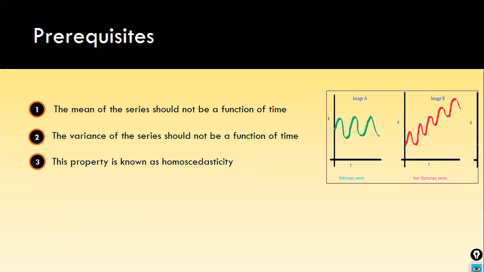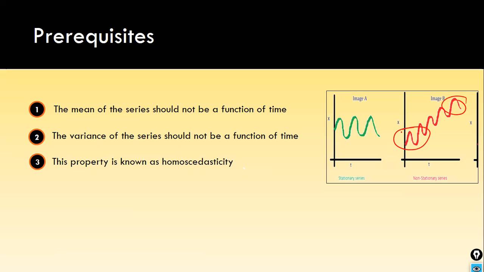Okay, what are the prerequisites to create an ARIMA model? The mean of the series should not be a function of time. The variance of the series should not be a function of time. This property is known as homoscedasticity. If you see here, the mean and variance are constant, right? Whereas here, if you see non-stationary, if you take this data set, if you take the mean, this mean is different from this mean. Hence, the mean is not constant. Obviously, the variance will not be constant in this case.